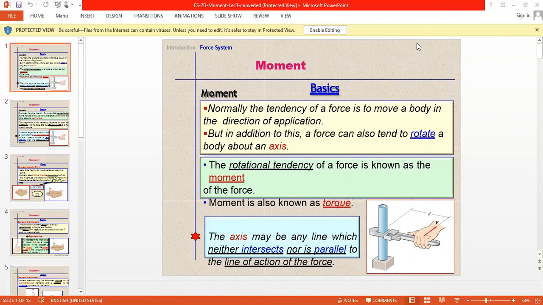And basically what is torque? The rotational effect of a force, measured by a quantity, is known as torque. The axis may be any line which neither intersects nor is parallel to the line of action of the force.